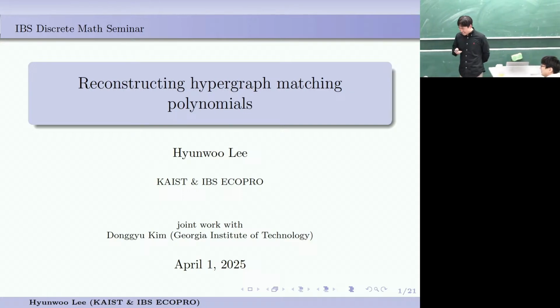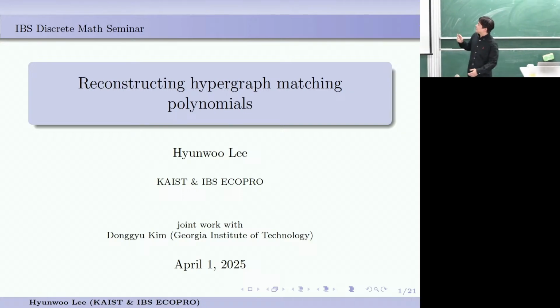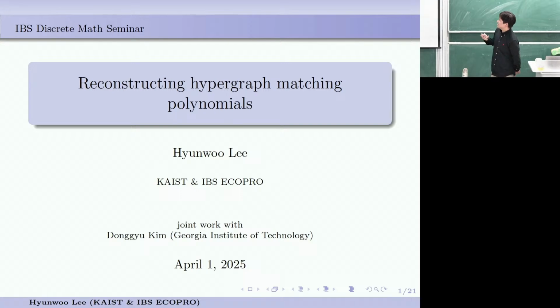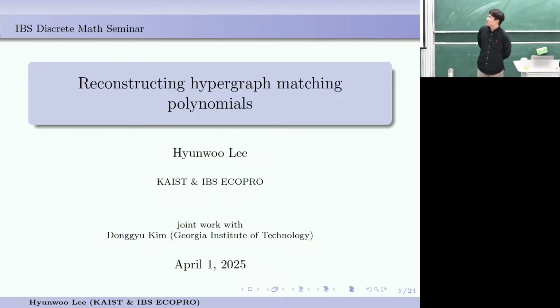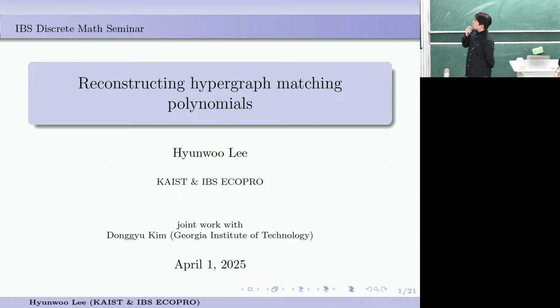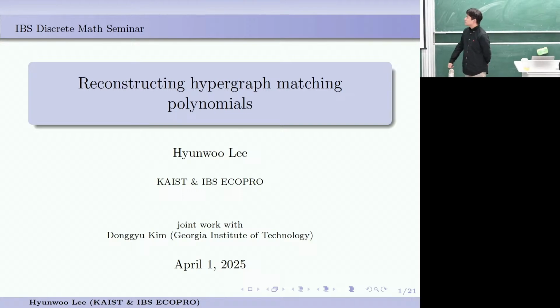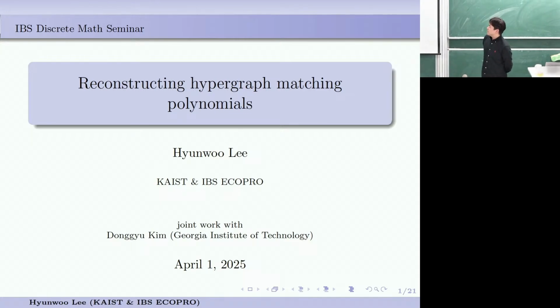So yeah, today I'm going to talk about how to reconstruct hypergraph matching polynomials. This is joint work with Donggyu Kim, who is now at Georgia Tech as a postdoctoral researcher. This project was conducted last February, and at that time he was a PhD student at KAIST, supervised by Sang-il.